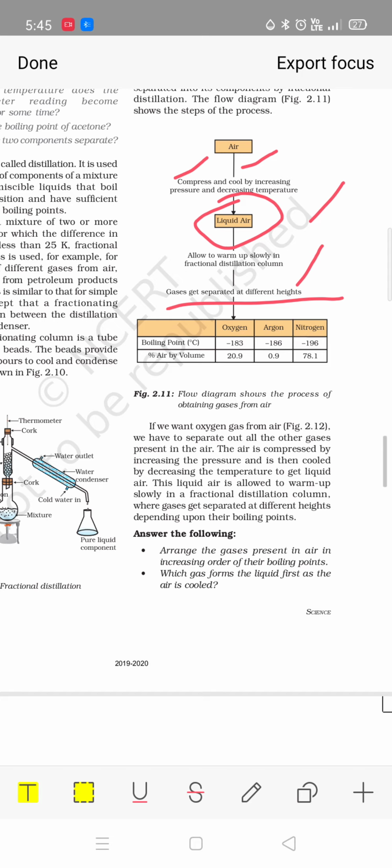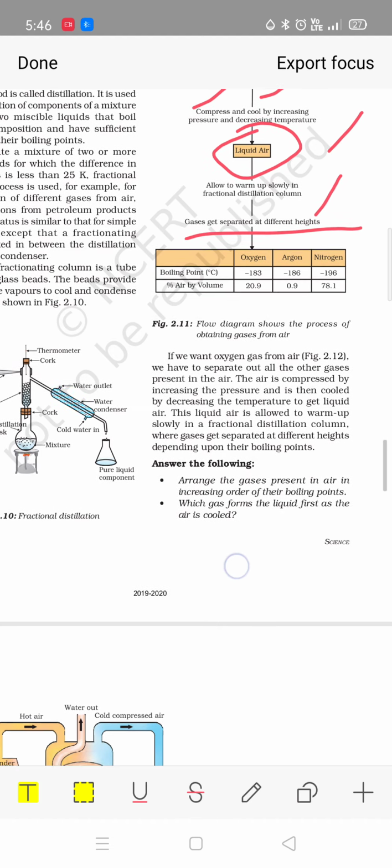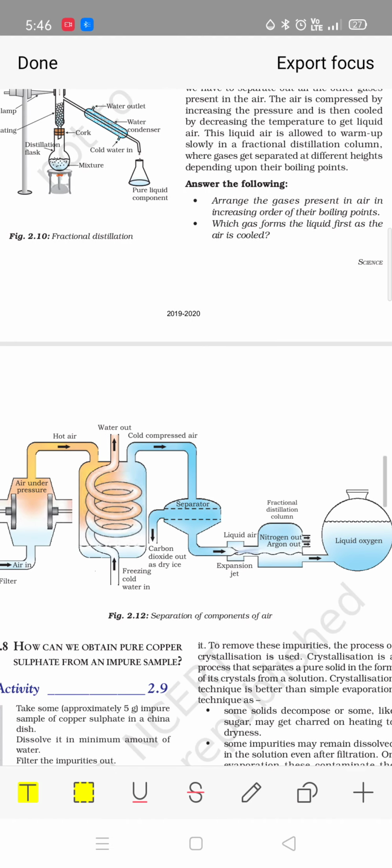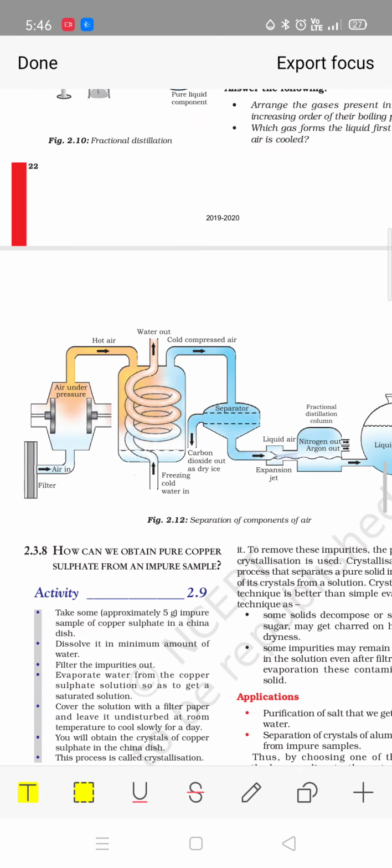Oxygen gas. The first step is you have to compress the air by increasing the pressure and then cool it by decreasing the temperature to get liquid air. After this step you get the liquid state. The liquid air is allowed to warm up slowly in the fractional distillation column, where the gases get separated at different heights, as you can see in the pictures, depending on their boiling points.